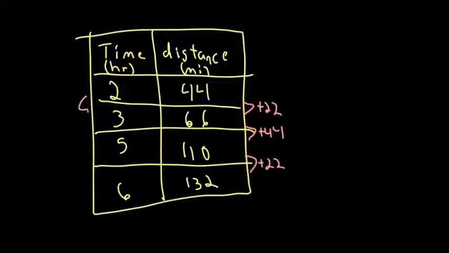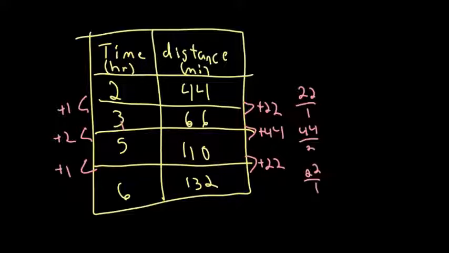Do the same thing for your x's. So 2 to 3 is plus 1. 3 to 5 is plus 2. 5 to 6 is plus 1. Then you can make a ratio out of all these. So I have 22 over 1, 44 over 2, 22 over 1. And then 22 over 1 equals 22. 44 divided by 2 is going to equal 22. And 22 over 1 is going to equal 22. So this is proportional because I got the same ratio for all of those.